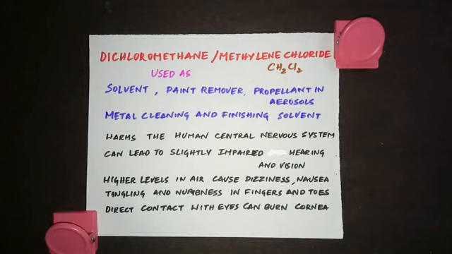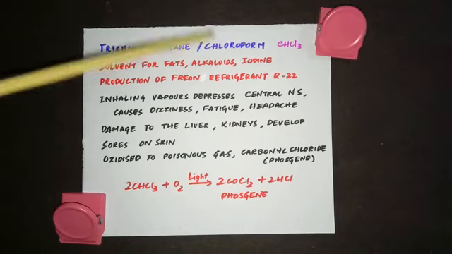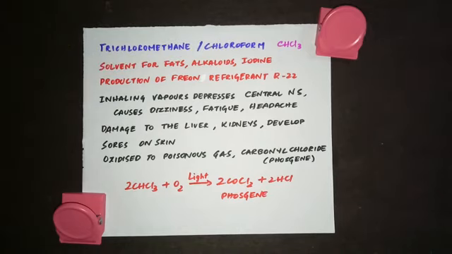Next we are going to see trichloromethane, also called chloroform. The formula for chloroform is CHCl3, and chloroform is used as a solvent for fats and alkaloids. Alkaloids are substances that are found in plants which are used in drugs. So you can use this chloroform as a solvent for alkaloids, and you can use it for dissolving iodine also, and for the production of freon. Freon is a refrigerant, which we will be seeing in the next slide.